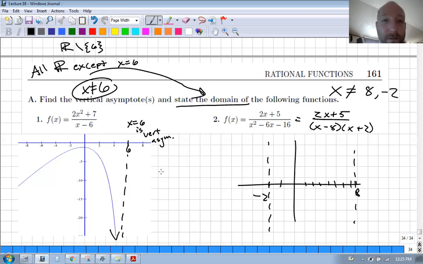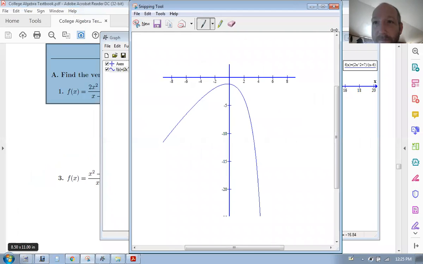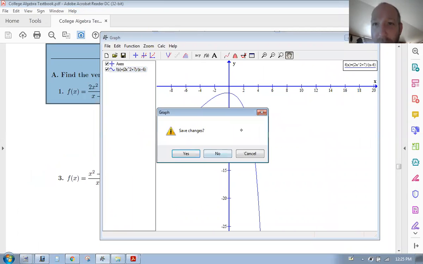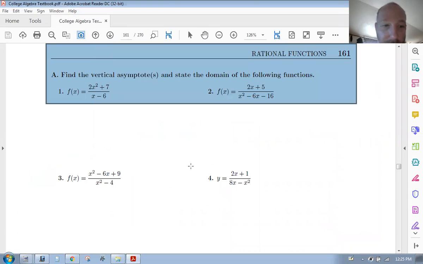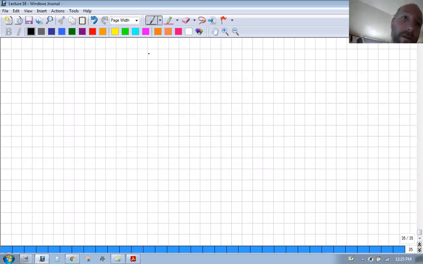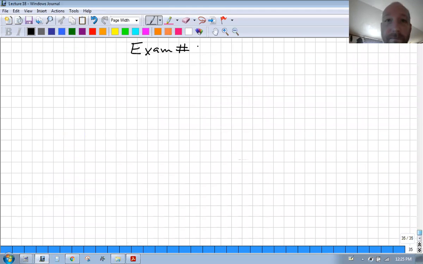Get this out of the way. These controls are in my way. Exam number, what are we looking at? 18. Hold on.